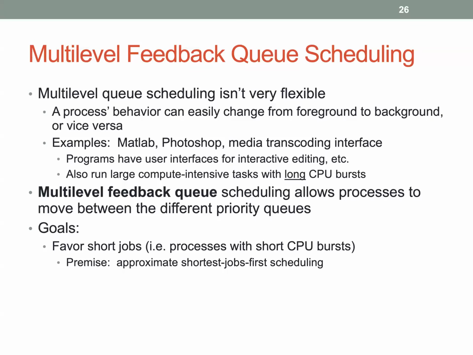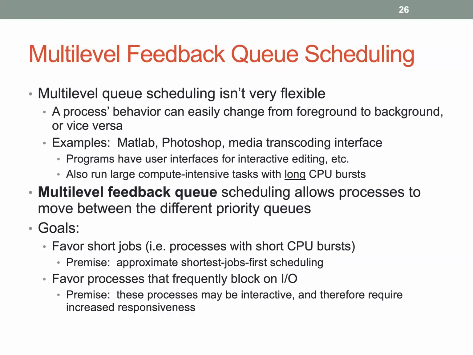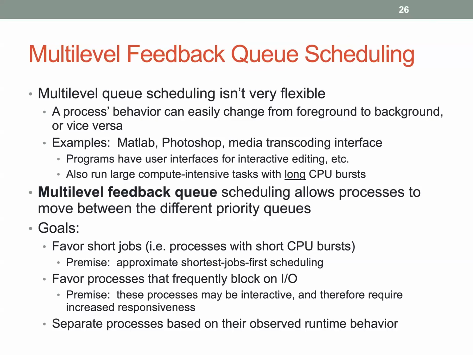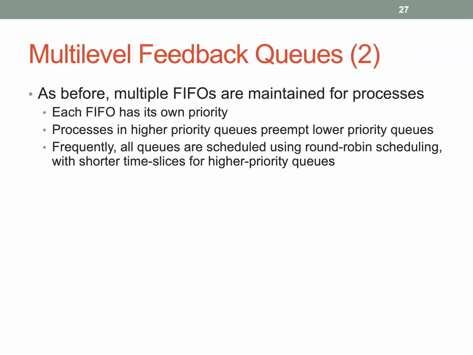And we expect they should be high priority because we expect they're probably user interactive processes. We want to favor processes that frequently block on IO. So these are the kinds of things that we need to look for. And then, of course, we need to be able to adjust the categorization of processes based on the observed behavior, the behavior that the kernel observes of them.